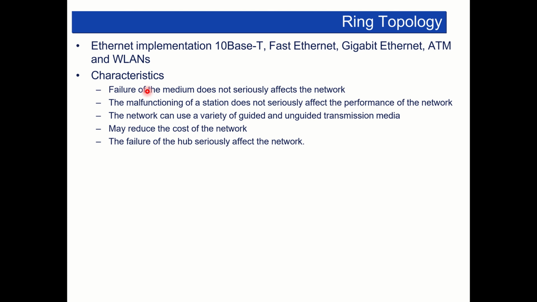The characteristic is that failure of the medium does not seriously affect the network, because we have point-to-point connections, so it only affects that particular connection. The malfunctioning of a station does not seriously affect the performance of the network. But the major difference here is that the failure of the hub seriously affects the network, meaning the failure of the centralized switch or hub will affect the whole network operation.